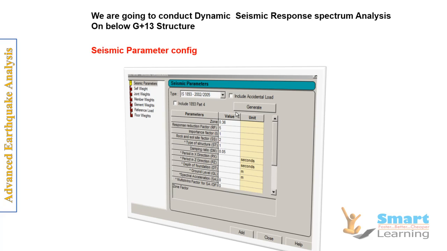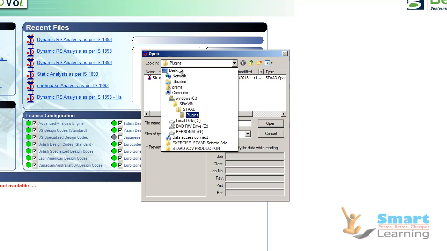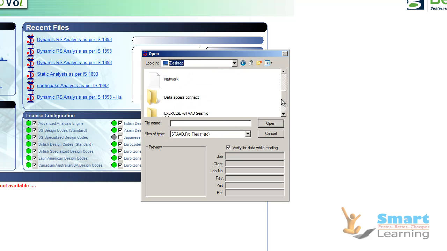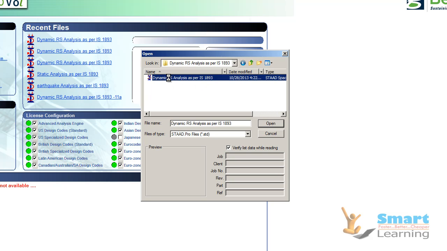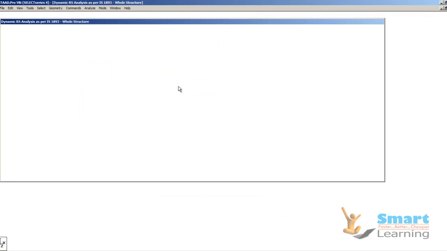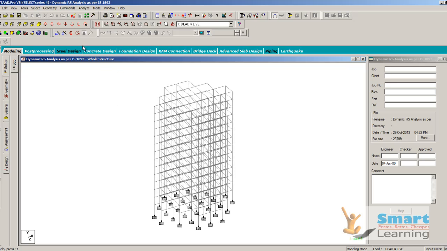So for understanding this I'll go to start and open our exercise model. From our exercise folder we'll open the particular file, exercise start seismic, and you can see the dynamic RS analysis as per this. You can open this file and directly assign the codes as per requirement.